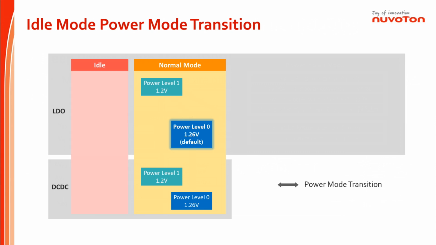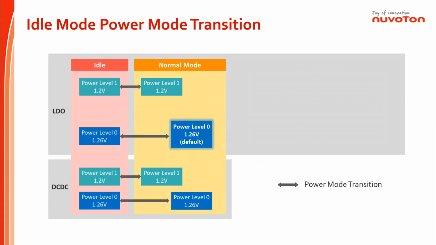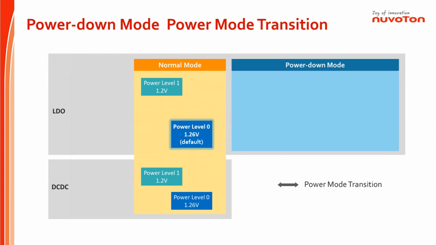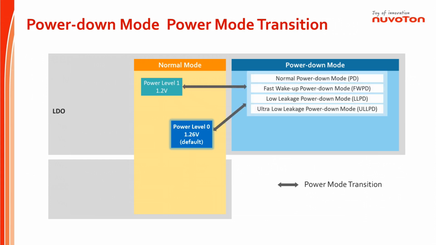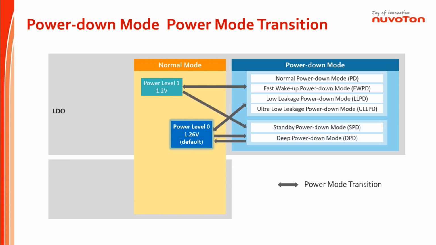System can set idle mode at any voltage level and voltage regulator. After wake up, the system returns to normal mode. System can set power down mode only in LDO mode at any voltage level. After wake up, the system returns to normal mode. If the system sets standby power down mode or deep power down mode, because most power is disabled, after wake up the system will reset and return to normal mode default state. Voltage level is power level 0, 1.26V.